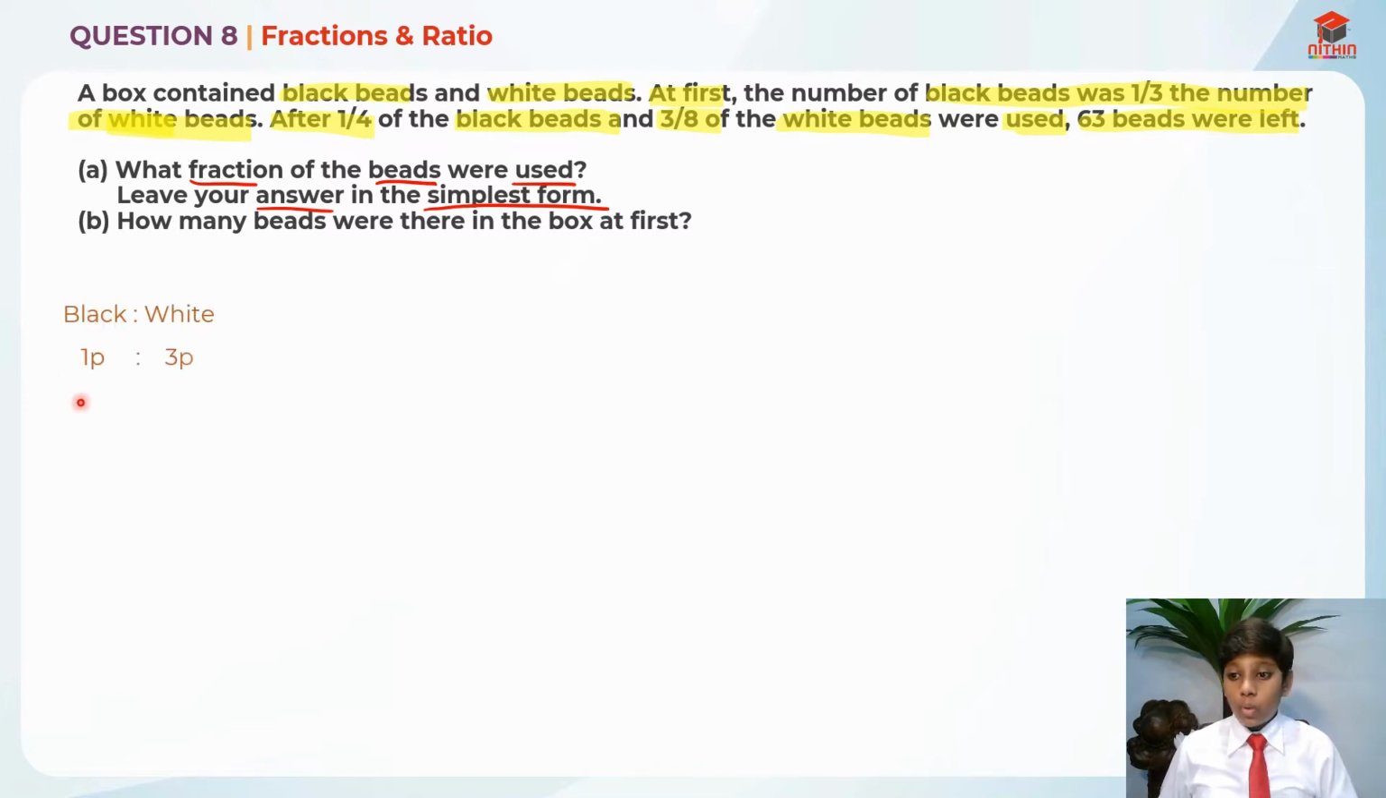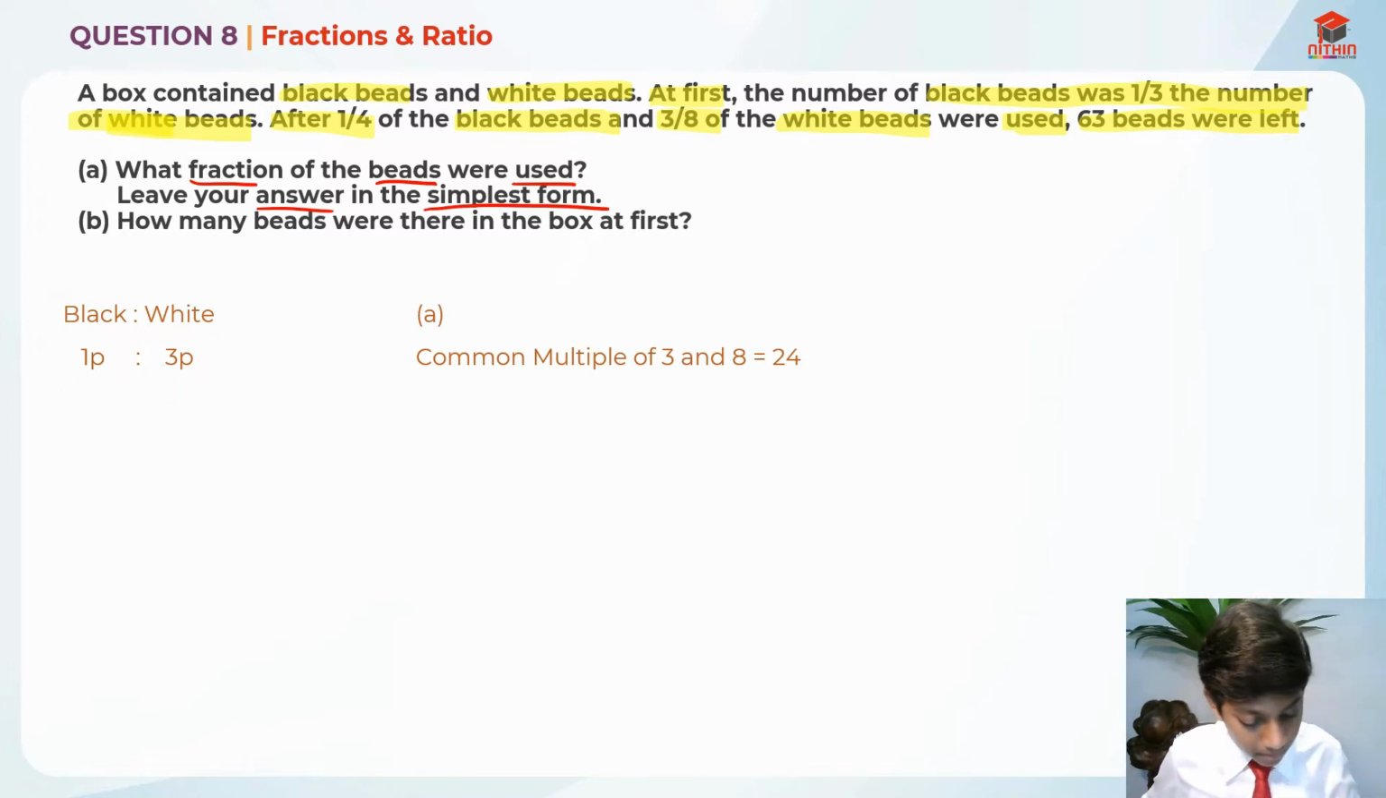So black is to white is 1 part is to 3 parts, right? One unit over here, 1 part over here, and 3 parts over here. After that, I'm going to find the common multiple of 3 and 8, which is 24. So in order to find the multiple over here, we know that for white, 3 parts is already 24. But for the black, we do not know what's the number. So I'm going to take 24 divided by 3, which will give us 8 units. So the black is now 8 units as well. So we know that 1 part is equal to 8 units. So 8 units is to 24 units.